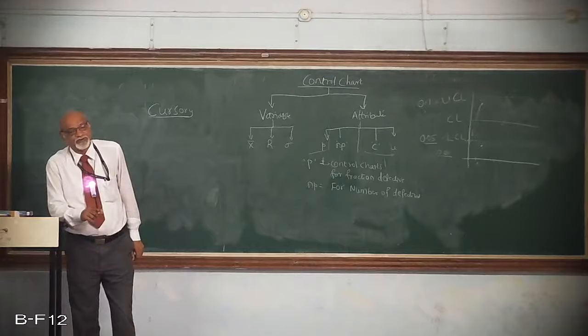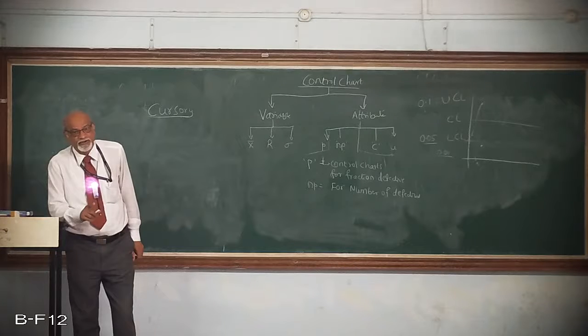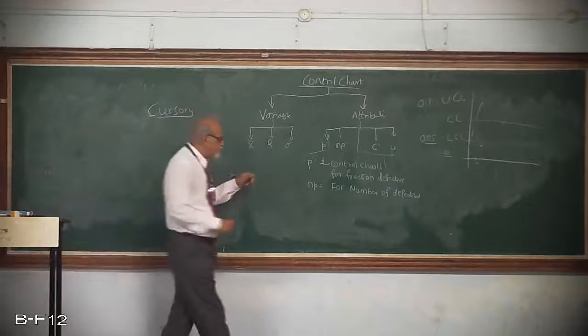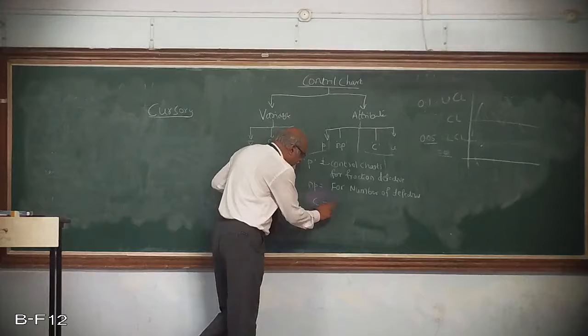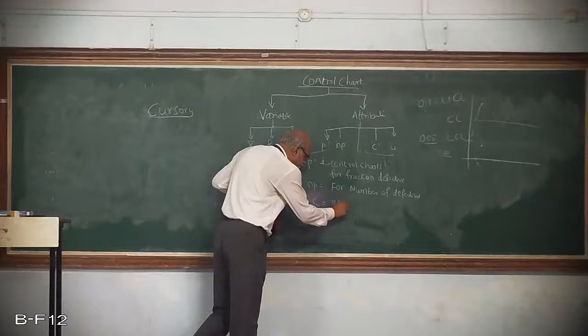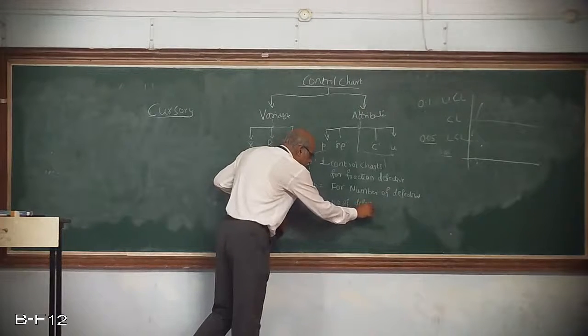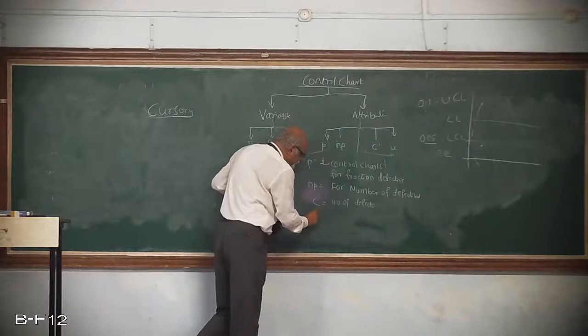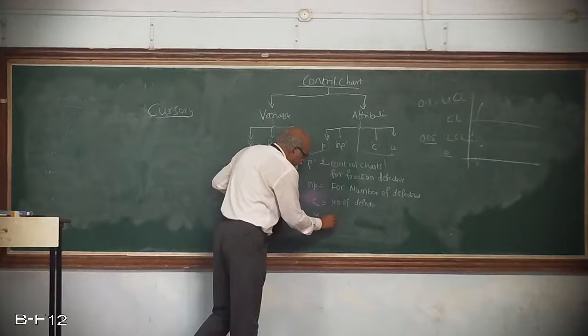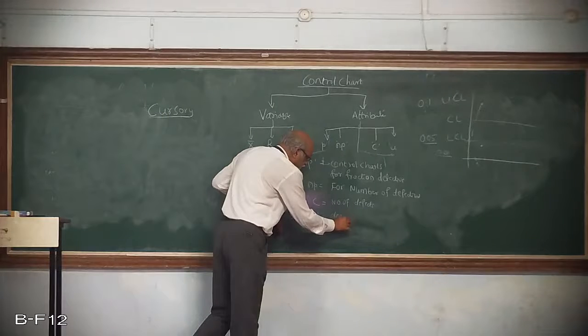Okay, friends, you have understood about that one now? Okay, this is defective, I said. C chart, number of defects. U chart, defects per unit.